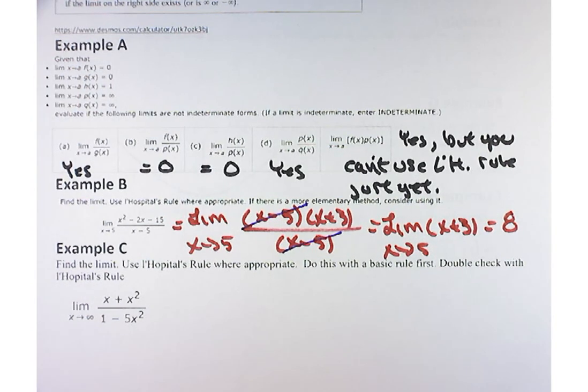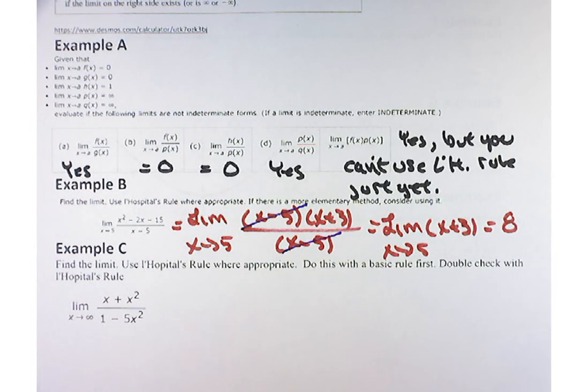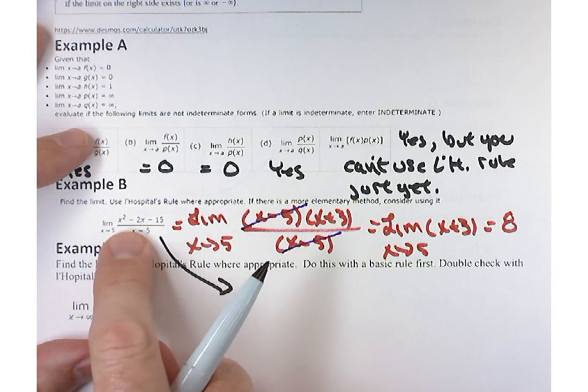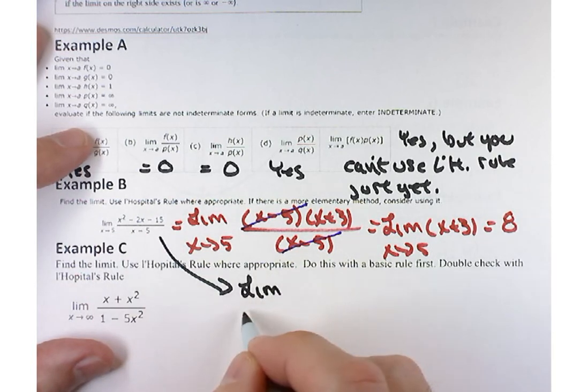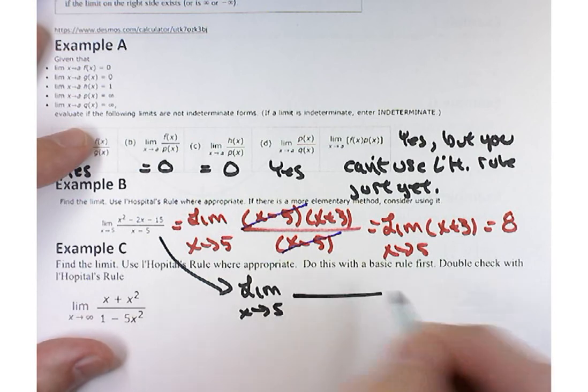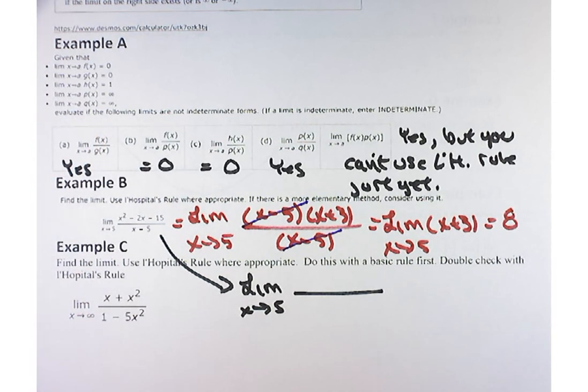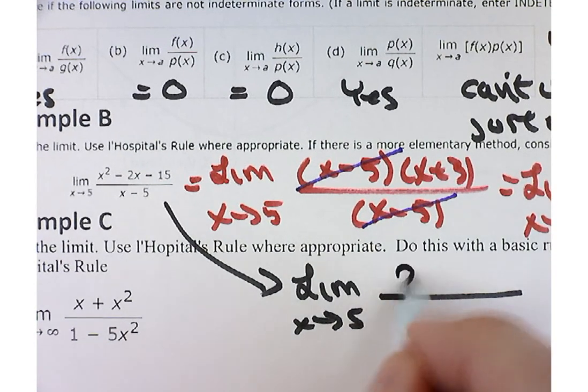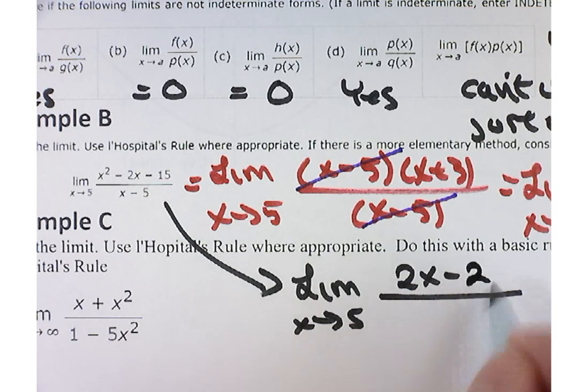Now you can use L'Hopital's rule here just fine. If you did it with L'Hopital's rule, it would work out perfect. Let me redo it with L'Hopital's rule. Then I'd be taking the derivative of the numerator and the derivative of the denominator. Philo, what's the derivative of the numerator here, please? 2x minus 2. All right, 2x minus 2 over what? 1.